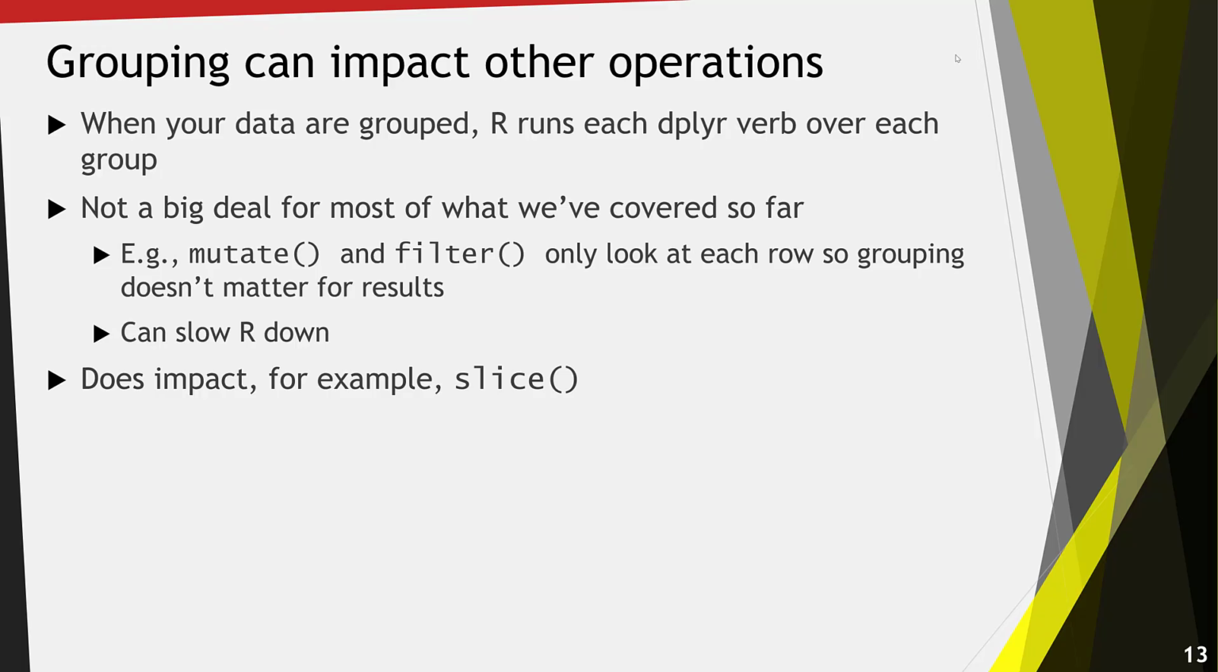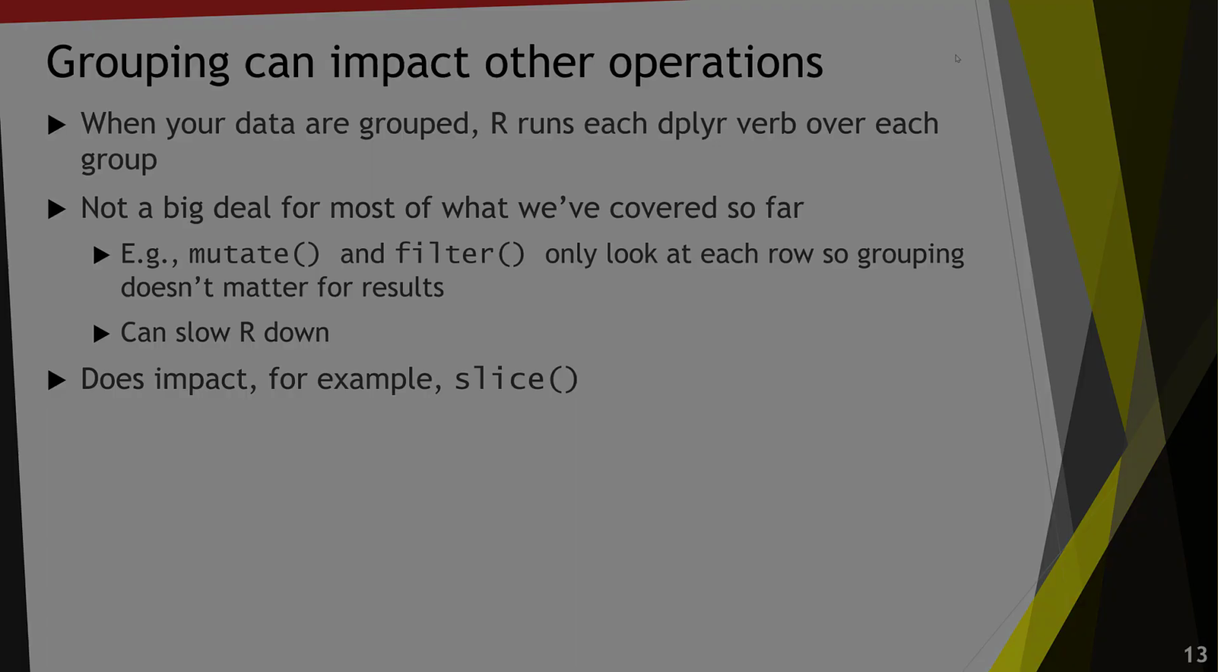Verbs like mutate and filter only look at each row when they're computing results, so grouping really doesn't matter. The grouping can slow R down. You'd notice this with large data sets with lots of groups. Grouping does impact verbs that depend on the order of your data set. So for example, the slice verb, which before would just give us the first observation in a tibble, will actually do that over each group in your data set. This can lead to unexpected results.